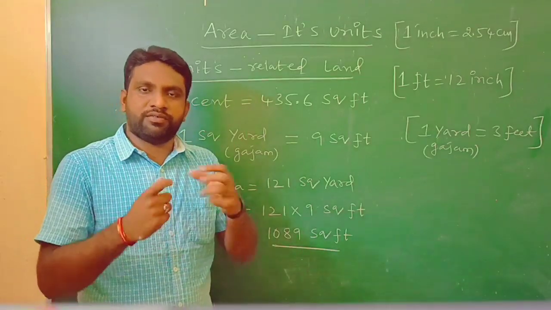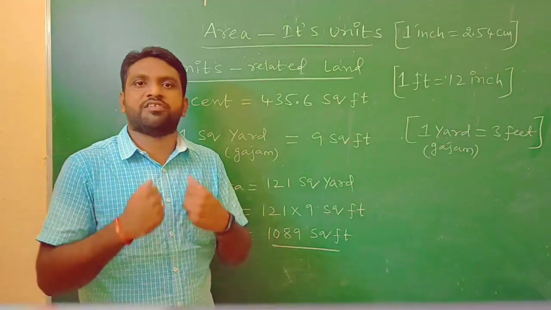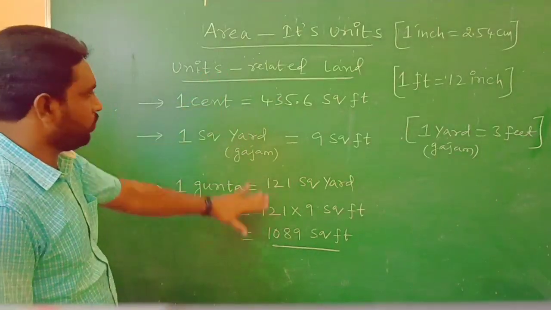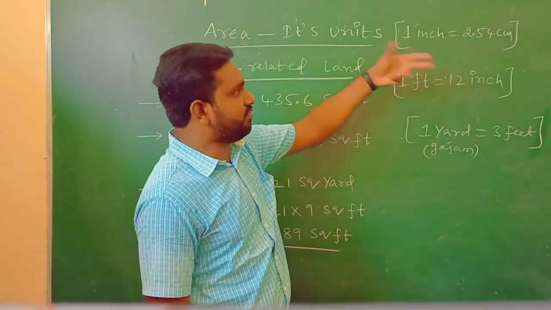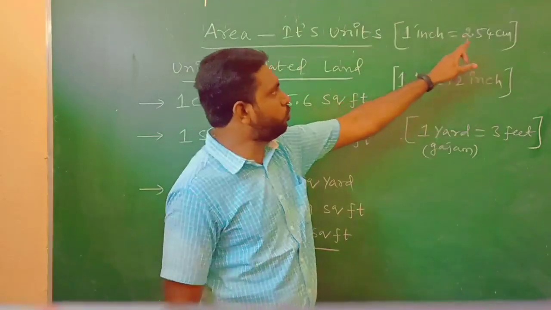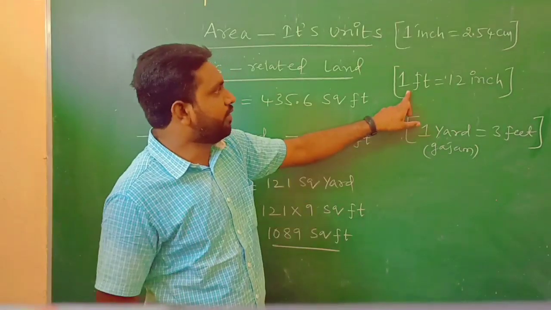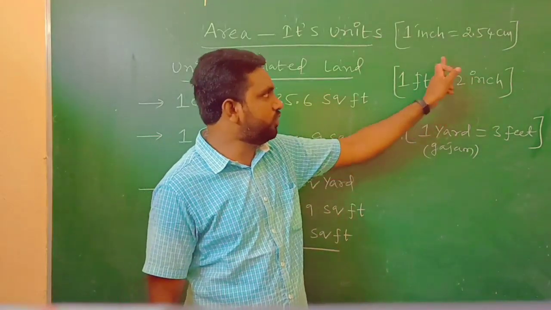Give your suggestions. I am always ready to accept your suggestions, and I will change myself. Okay, so let's go into the topic here. First, before going to know about this, once again I am reminding you of what I already explained: 1 inch equals 2.54 centimeters. 1 foot equals 12 inches.